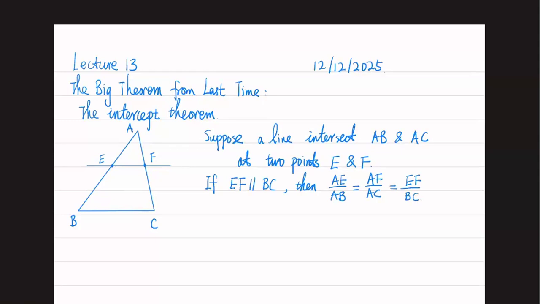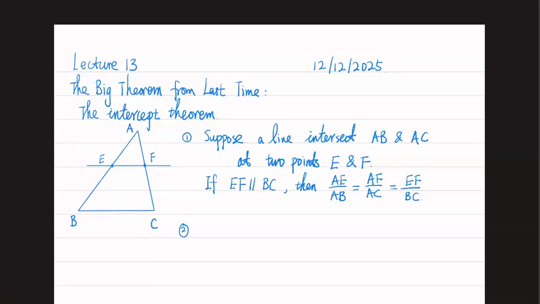Okay, so we call this the intercept theorem. Last time we referred to it as the big theorem. Hope you have an impression of this, and we used it several times to prove all kinds of similarity results. So this time we give the official name, the intercept theorem. If this line is parallel to the third side, then the corresponding sides of these two triangles have the same ratio. And the converse is also true. That's the first part.